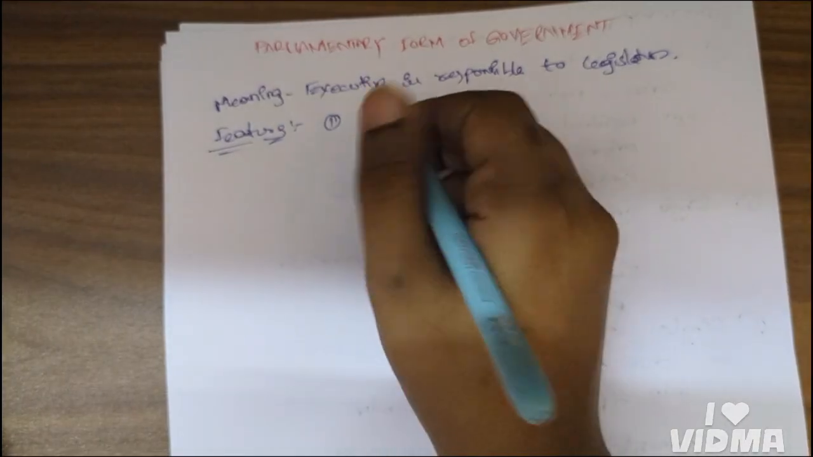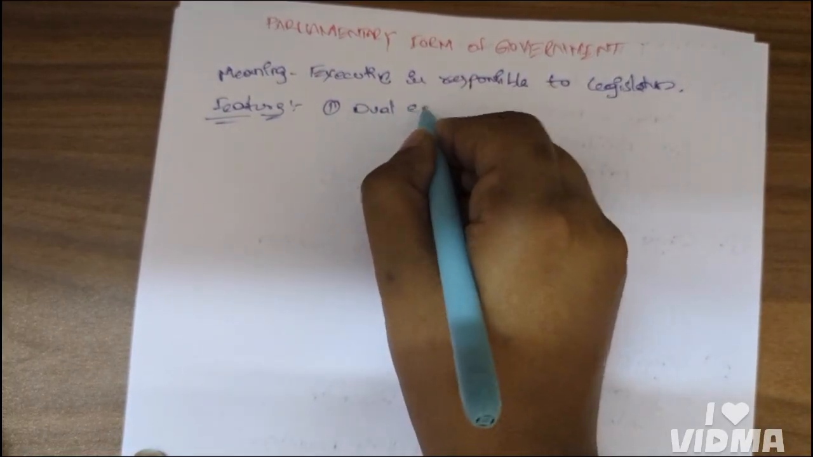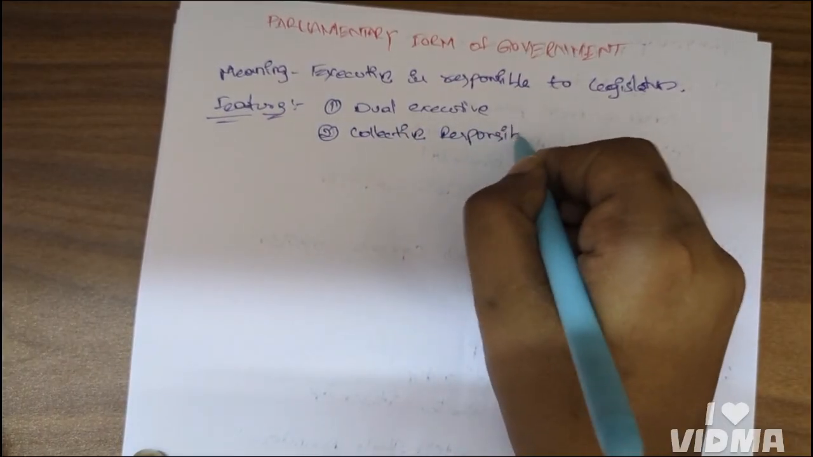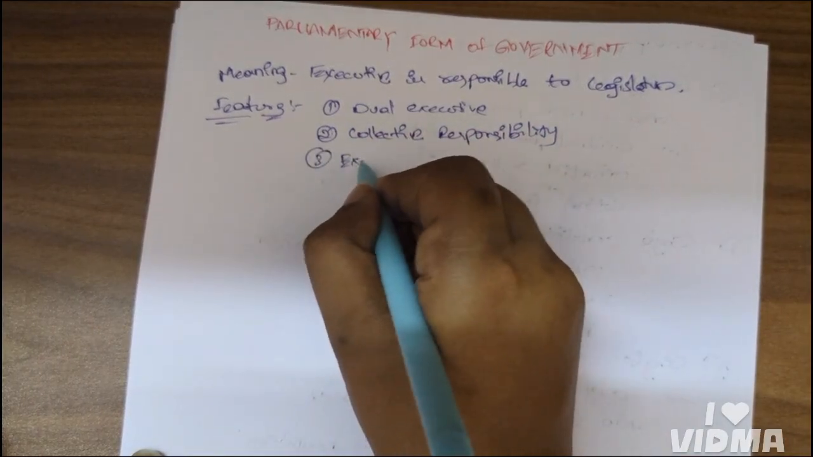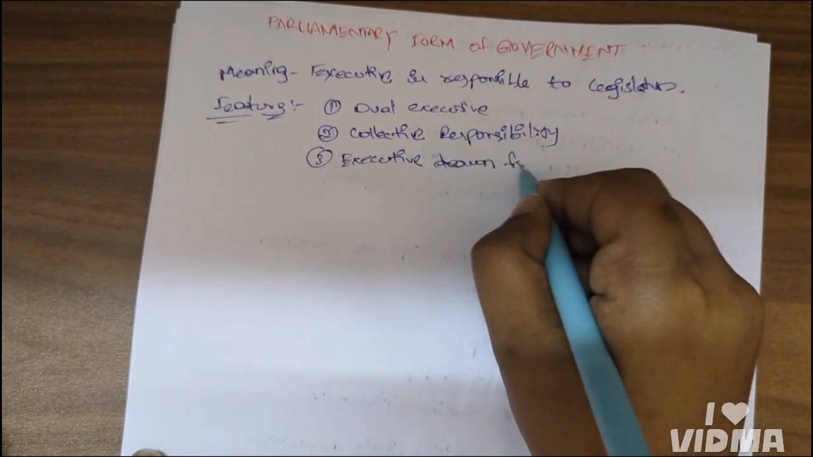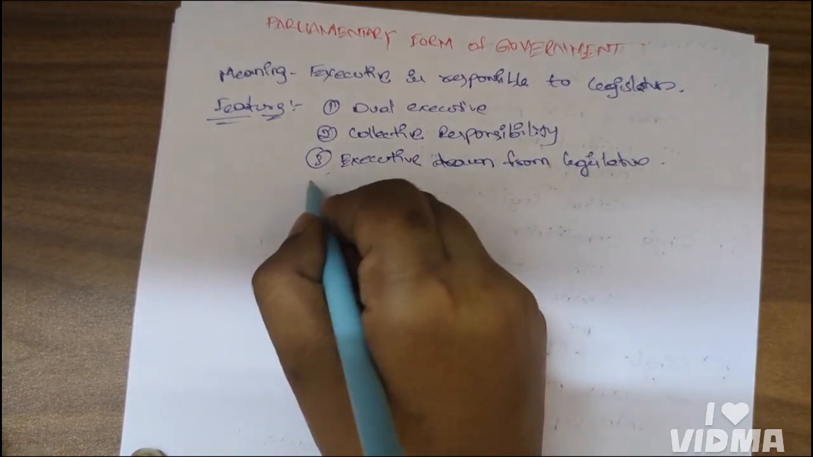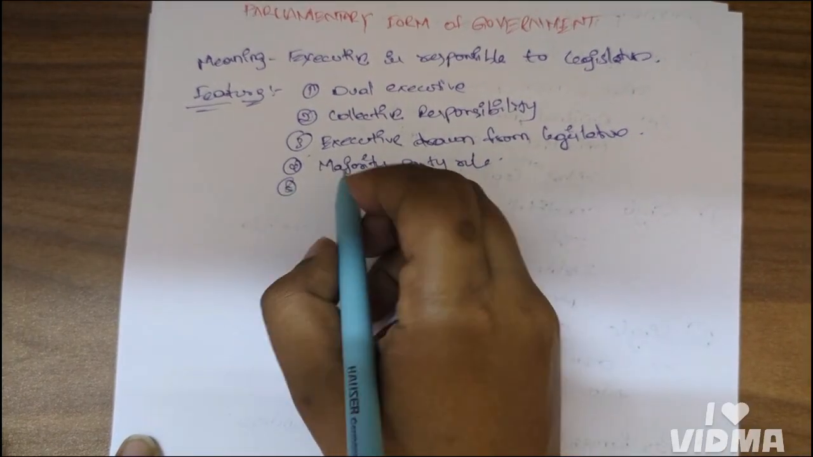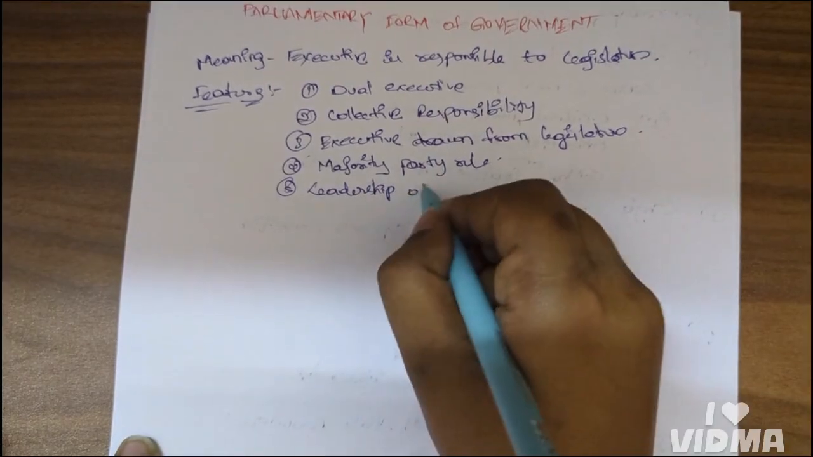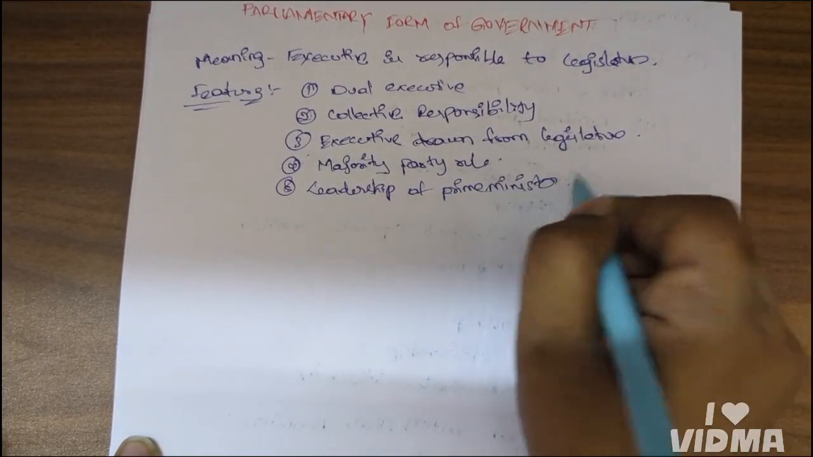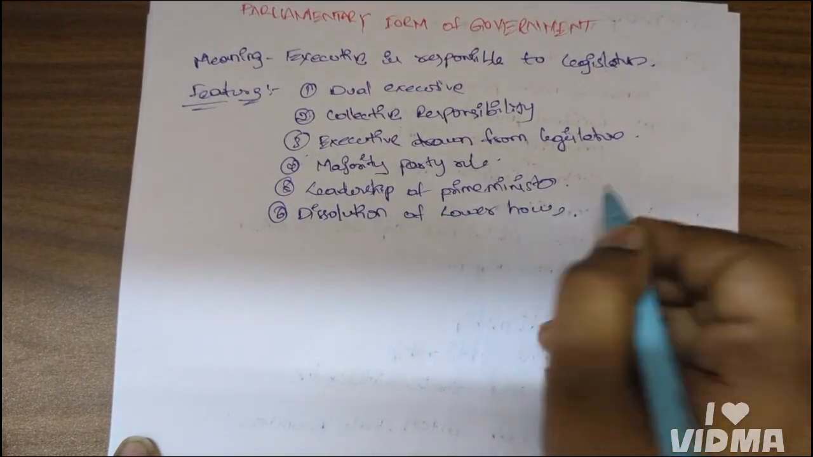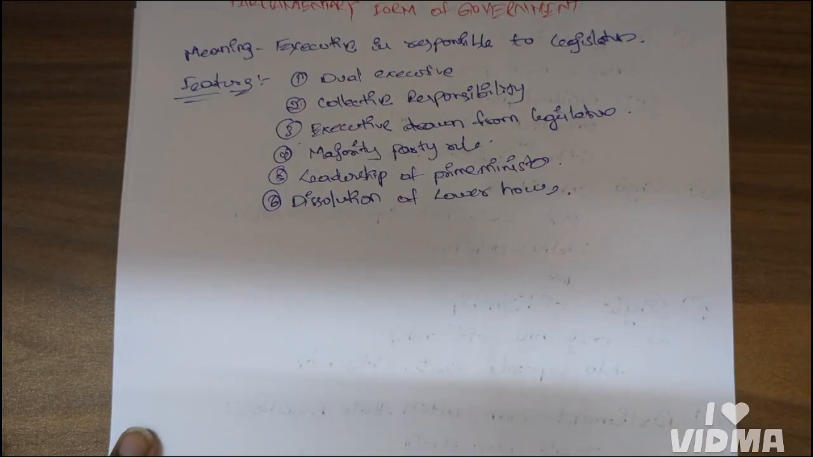Okay, we will discuss the features. The first feature is dual executive. Next is collective responsibility, and next executive drawn from legislature. Next, majority party rule. Next, leadership of the prime minister. Next, dissolution of the lower house. Okay, we will explain each in detail. First one, dual executive.